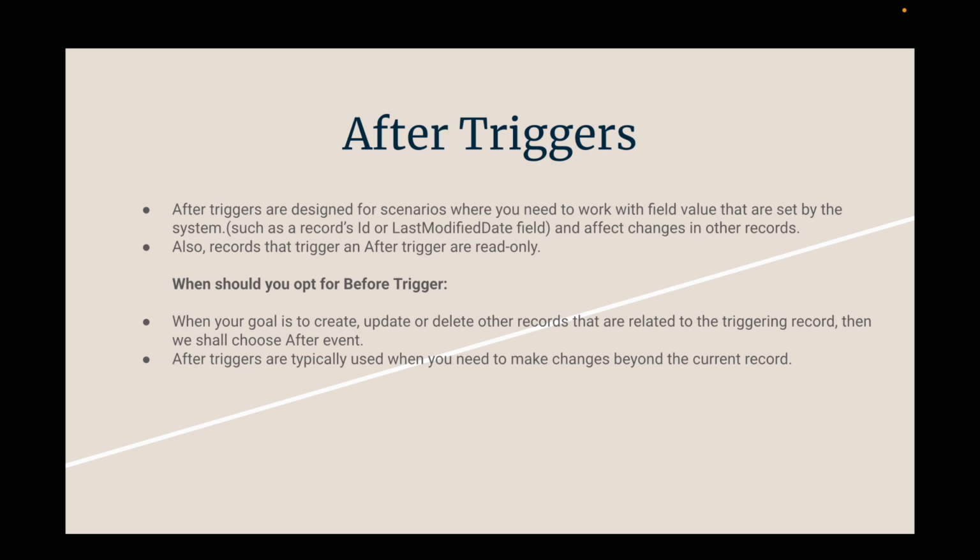When our goal is to create, update or delete other records. Other record means the related record. I'm taking an action on account, but I want to create its related record. So I'm taking an action on account, but I want to create its related contact. I want to update some field on the related contact, or I want to delete the related contact record. Then we shall choose after event. After triggers are typically used when we need to make changes beyond the current record, that is again meant for related records only.